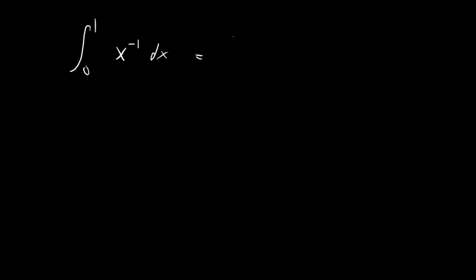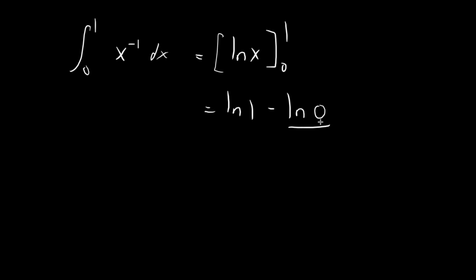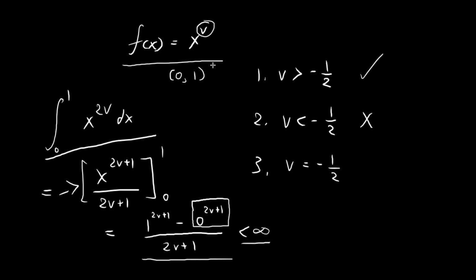This is going to be equal to the natural log of x, and then we are going to evaluate this from 0 to 1. And if you substitute the numbers in, natural log 1 is just equal to 0, and then we have minus natural log 0. Now natural log 0 is going to tend towards negative infinity. So we have negative of negative infinity, so you have infinity. So once again, if v is equal to negative 1/2, then this integral over here is also going to diverge.